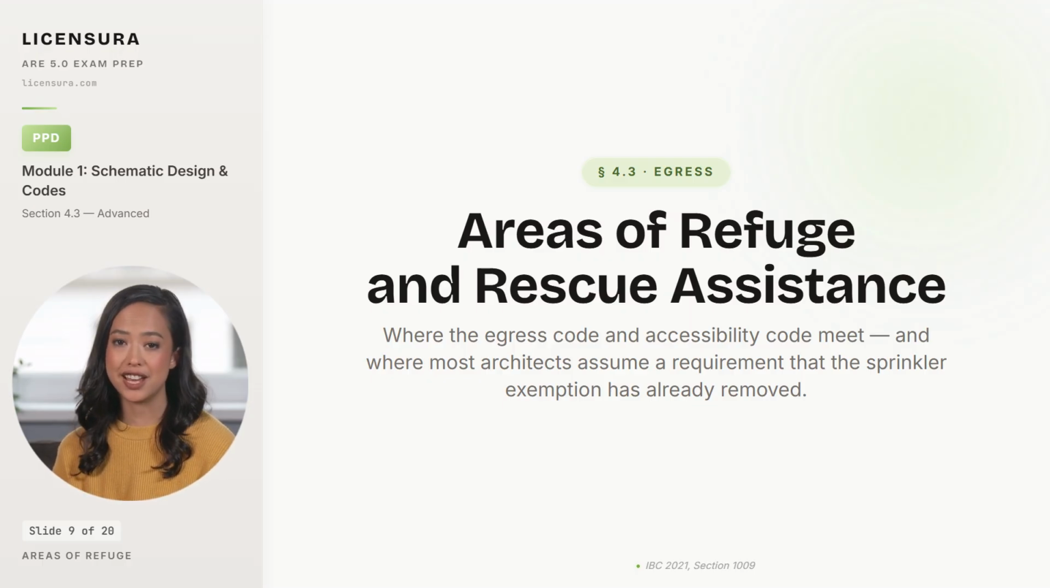Miss the exemption, and you specify equipment the building does not need, eating into the fee. Miss the actual requirement, and the building official rejects the permit set. Or worse, a disability rights lawsuit hits the firm for an ADA violation the architect should have caught at design. When a refuge is required, 6 baseline requirements define what it has to deliver.